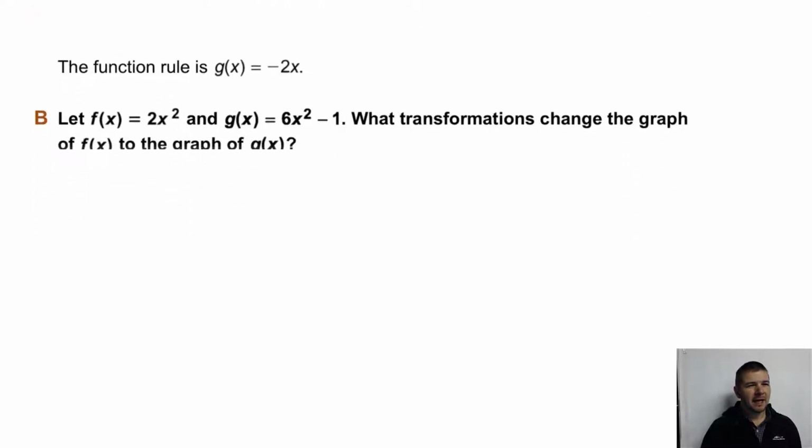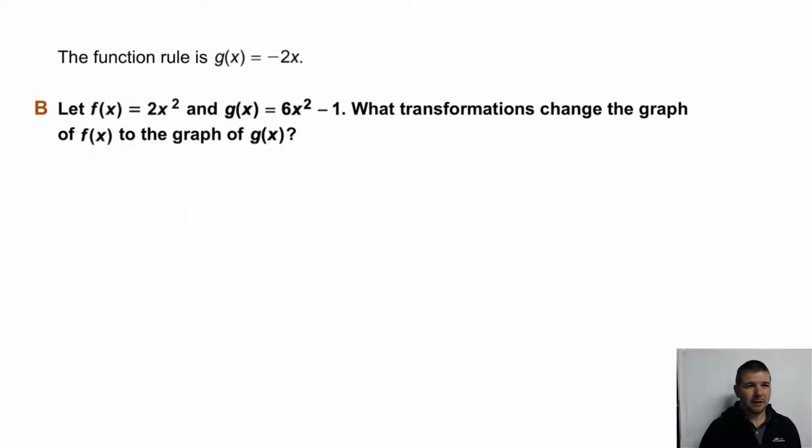Part B, let f of x equals 2x squared and g of x equals 6x squared minus 1. What transformations change the graph of f of x to the graph of g of x? Well, first we'll rewrite g of x. G of x is 6x squared minus 1.